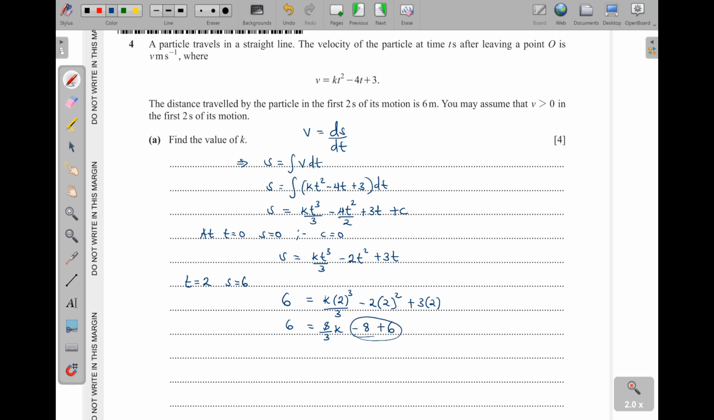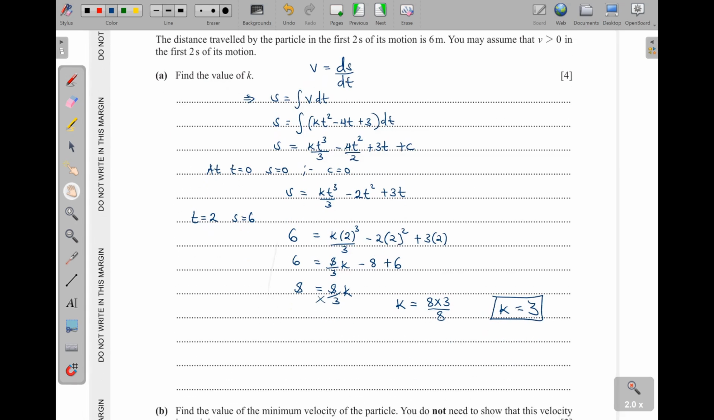Automatically here we are going to get negative 2. When it crosses and adds to the 6, we get 8. Then 8 over 3 of k. So if I want to get k, I can cross multiply. We shall have k equal to 8 times 3, then after we divide by 8, the 8 will go, and our k becomes 3.